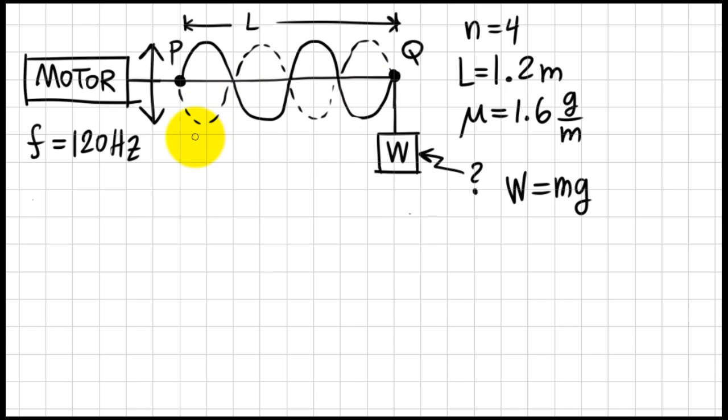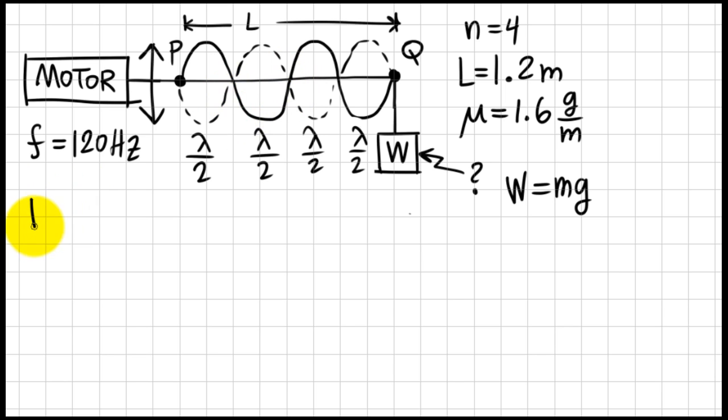So we should remember that inside each loop there is contained a half of a wavelength. So we have 4 loops here, we have 4 halves of a wavelength and 2 complete wavelengths, because a complete wavelength is when the wave repeats itself, that is up until this point.